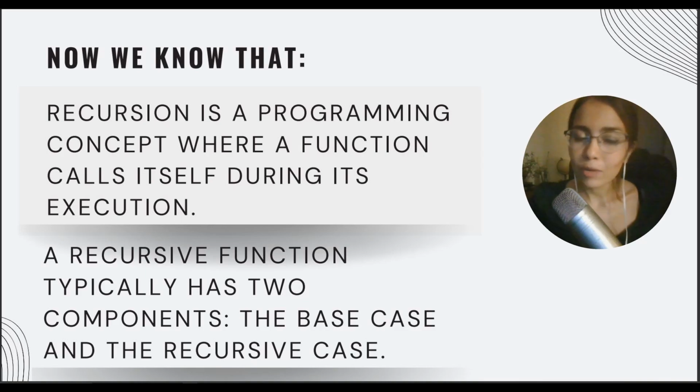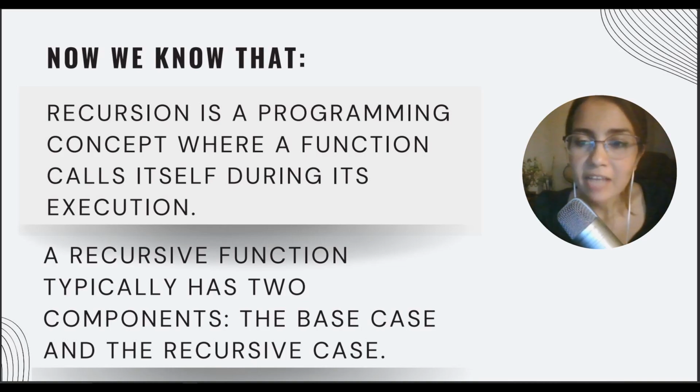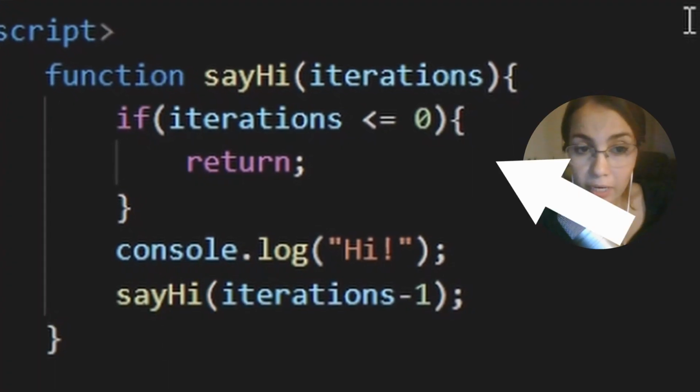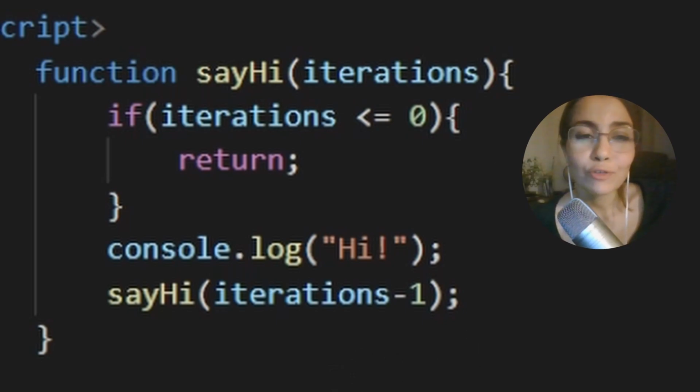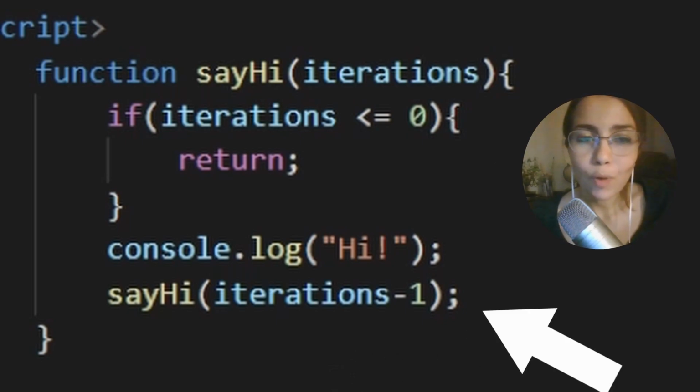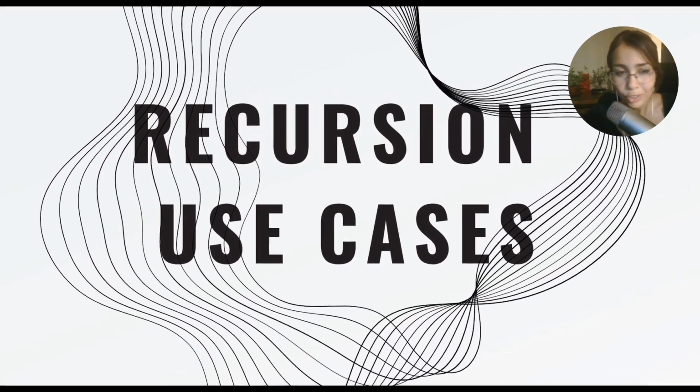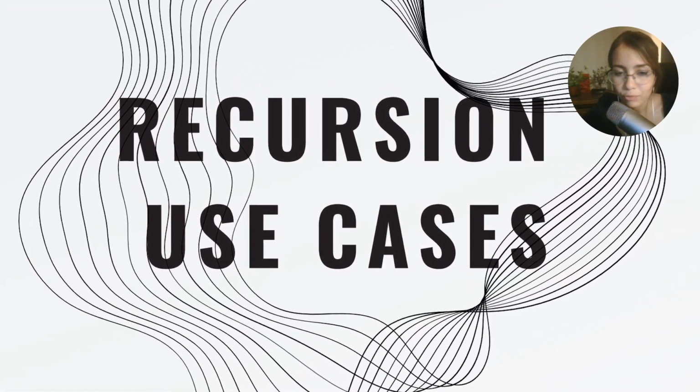So now we know that recursion is a programming concept where a function calls itself during its execution. We also know that a recursive function typically has 2 components, the base case, which is the stop condition, and the recursive case, which is the part where the function calls itself. Now let's discuss the use cases of recursive functions.